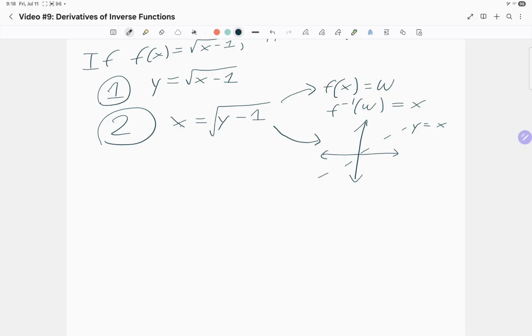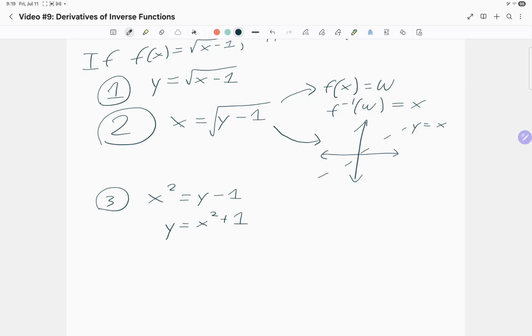So our third step here is now to solve for y. Step number 3, so we're going to have x squared equals y minus 1. Y equals x squared plus 1. So now we solve for y.